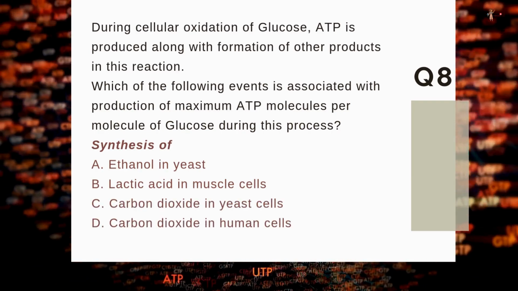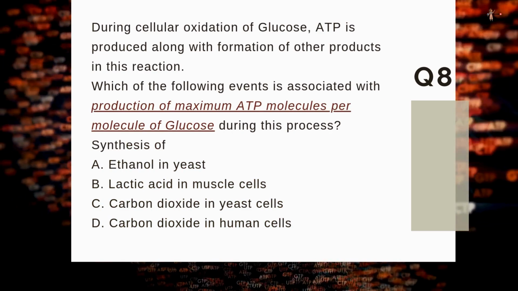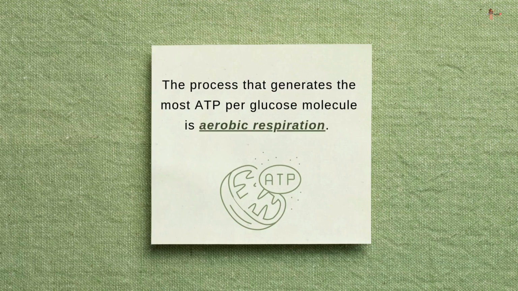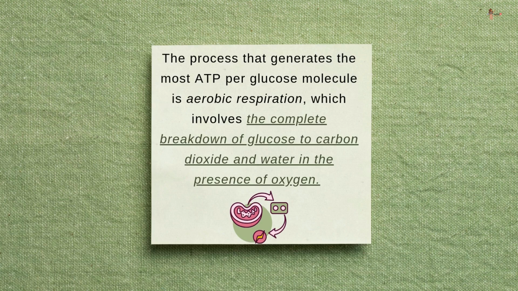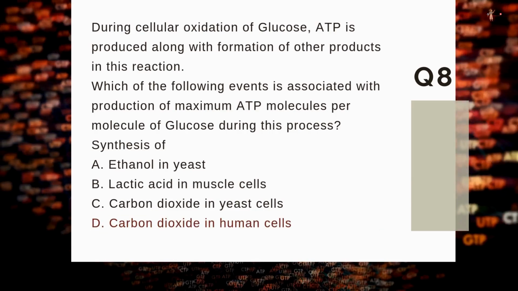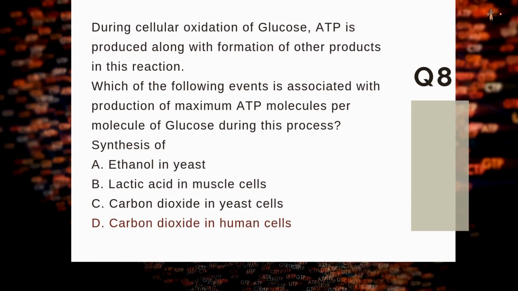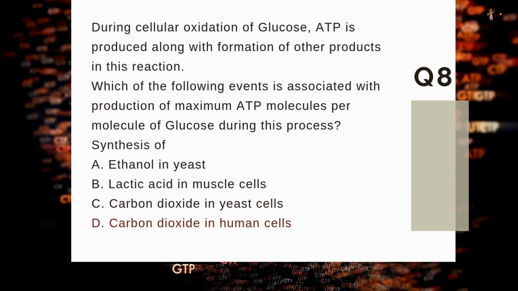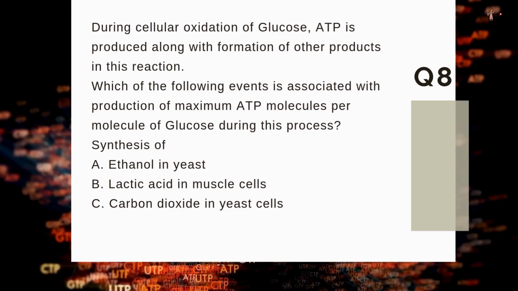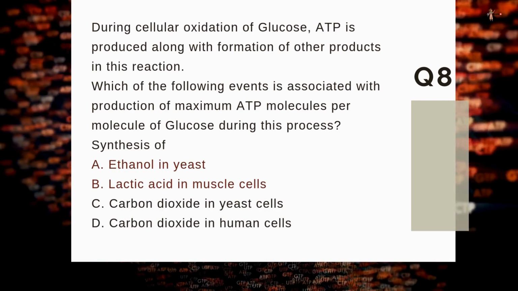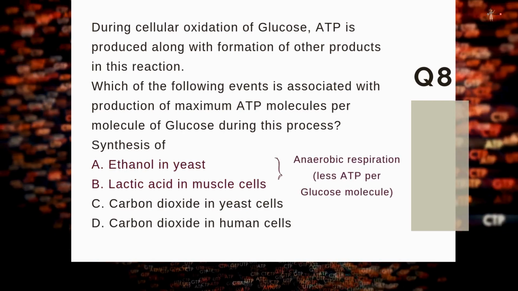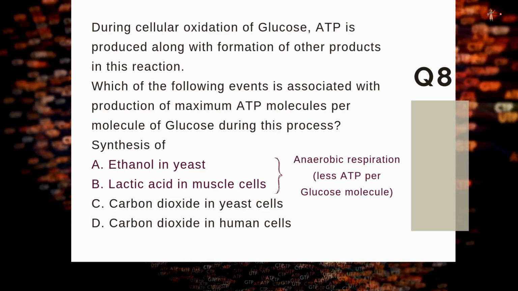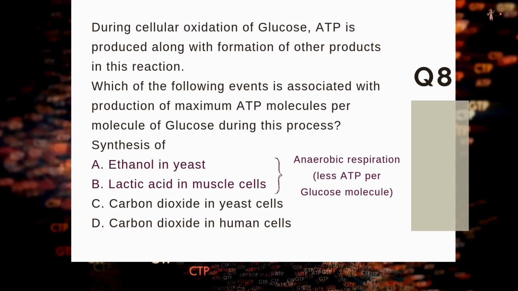The process that generates the most ATP per glucose molecule is aerobic respiration, which involves the complete breakdown of glucose to carbon dioxide and water in the presence of oxygen. Thus, synthesis of carbon dioxide in human cells, option D, is the correct answer. Please note that option A and B represent anaerobic processes, which produce significantly less ATP than aerobic respiration.